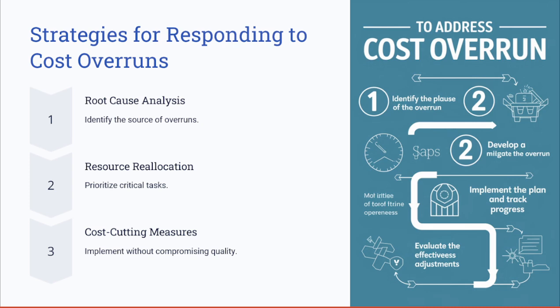Here are the key strategies you as a project manager can implement to respond to cost overruns. Responding to cost overruns begins with identifying the root cause. Performing a root cause analysis will help you identify the source of the overrun. After that, you need to reallocate resources to prioritize the critical tasks. Also, you need to implement cost-cutting measures without compromising the quality.